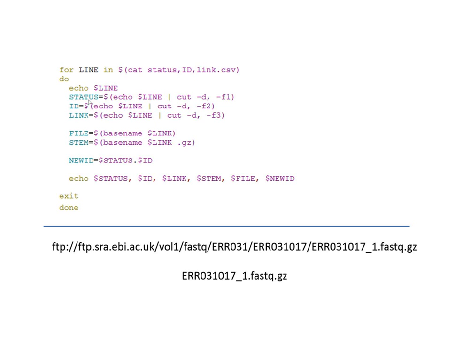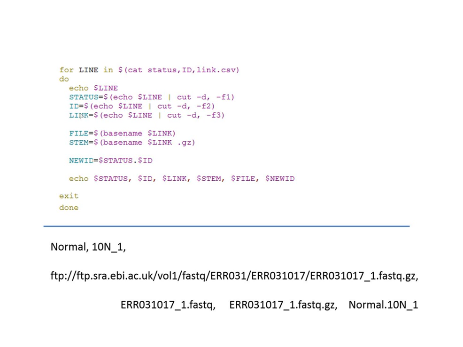This is repeated for all the fields, putting them in the appropriate variables. The variable link contains the FTP file name. The basename command essentially lops off everything before the file name. If we use basename again, adding the .gz, it returns the file name without the .gz. Next, we build a new variable called newID. Running the script demonstrates that we have all the variables we want. Here's why we want these variables.